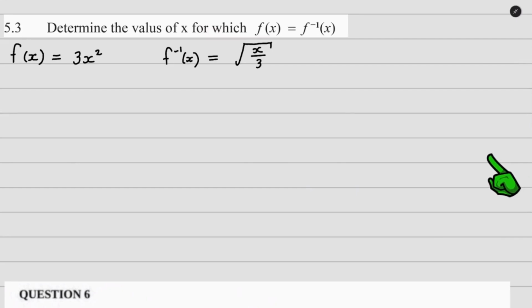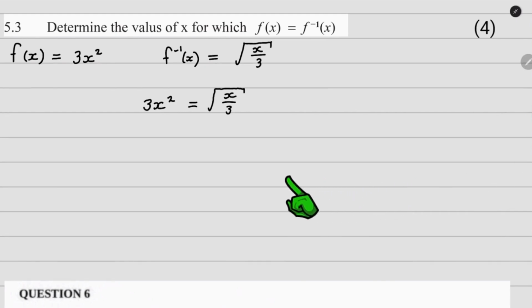And the last question, 5.3, asks us to determine the values of x for which the original graph f of x is equal to the inverse. So what I'm going to do is replace f of x with its actual equation, and replace f minus 1 of x with its actual equation and then solve for x.